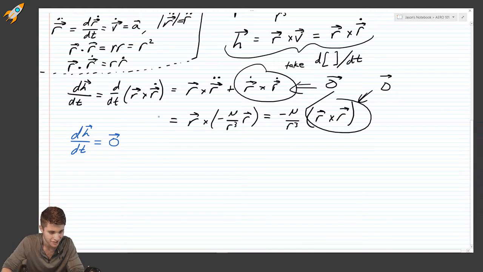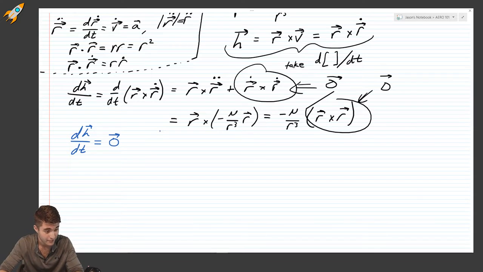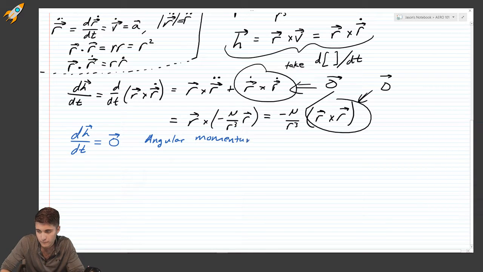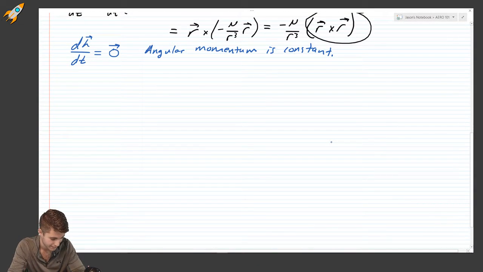Angular momentum does not change in the two-body problem, which makes sense. If you've got a two-body problem, then your orbit stays the same. Your orbit doesn't rotate all over the place. That's what this says. Angular momentum is constant. That's what that says right there. So that was the easy part.